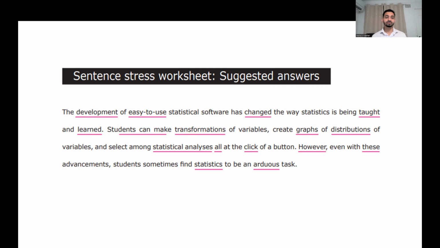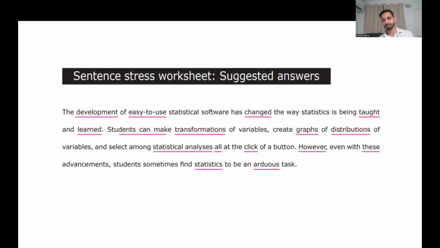So these are some of the words that are stressed, and the speaker is really stressing these words to emphasize them. The development of easy-to-use statistical software has changed the way statistics is being taught and learned. Students can make transformations of variables and create graphs of distributions of variables and select among statistical analyses, all at a click of a button. All at a click of a button.